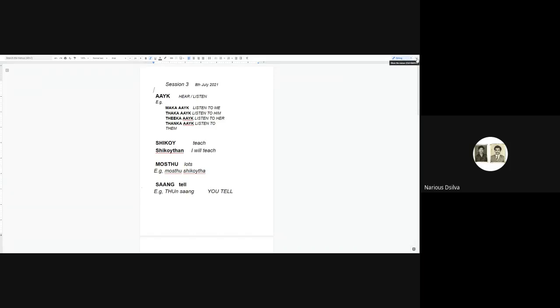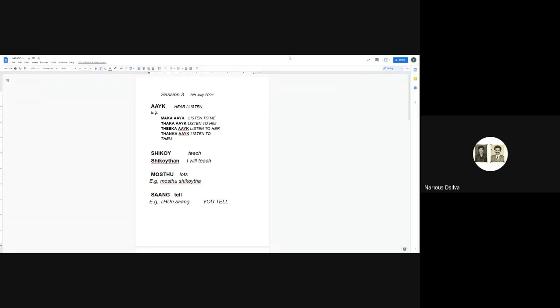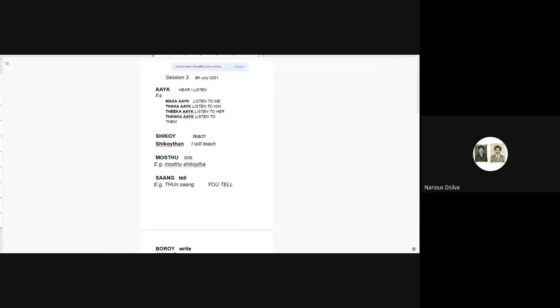Ultimately, this should ensure that we are able to understand and converse to a little extent in Amchi Bas. Amchi Bas is our language. Amchi is ours, bas is language. Okay, that I have not mentioned though. So session 3, the first word they have mentioned is aik. Now aik is listen or hear. I'm urging you to hear.